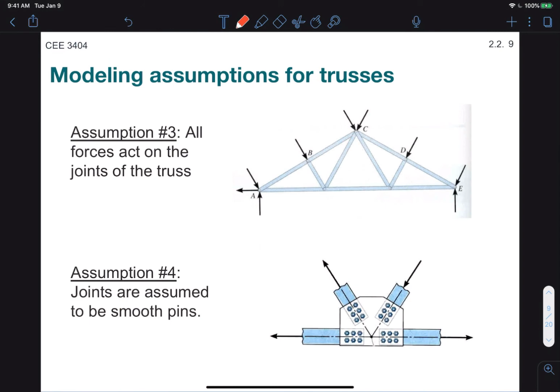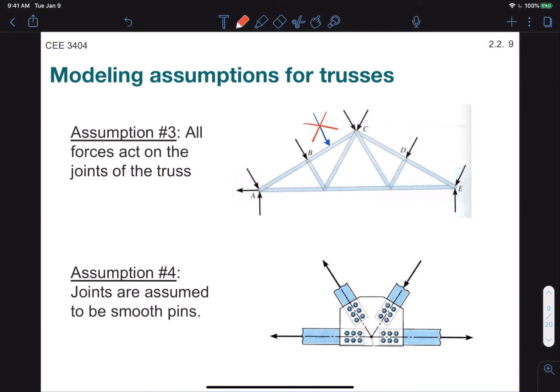The third assumption is that all forces act only on the joints of the truss, as you can see from the figure. So a force acting in the middle of a member is not valid. Again, this is related to the first assumption in that applying a load not at a joint would cause the member to bend, and as we established, these members cannot support moments, so that would violate assumption 1.